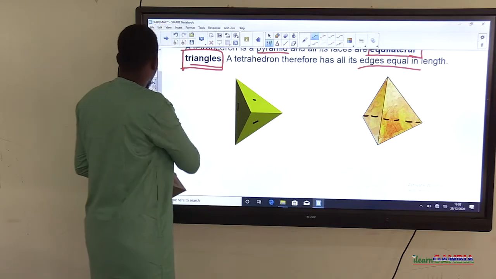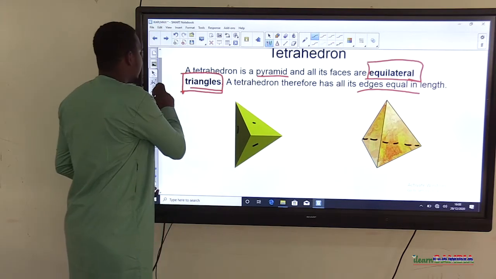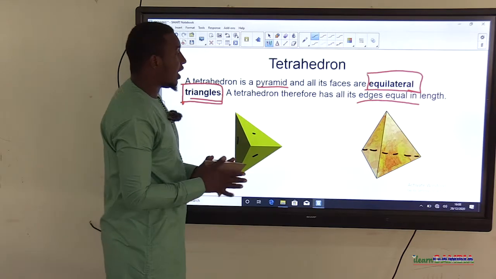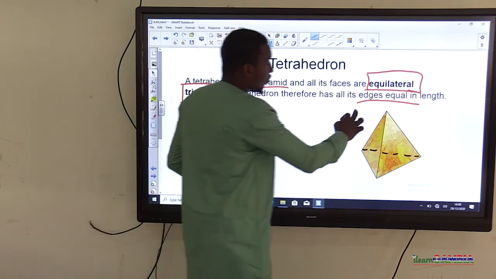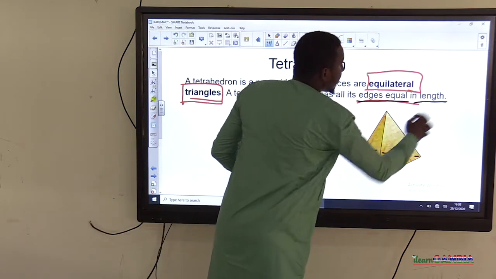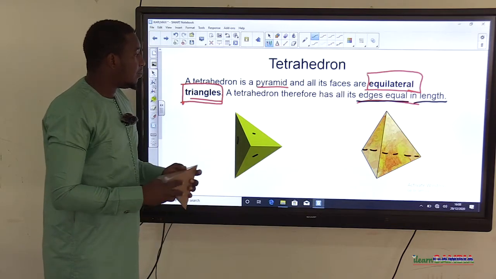But what is important in knowing what a tetrahedron is, is the fact that all its faces are equilateral triangles, and therefore you can conclude that the edges are the same in length. All the edges of a tetrahedron are the same in length.